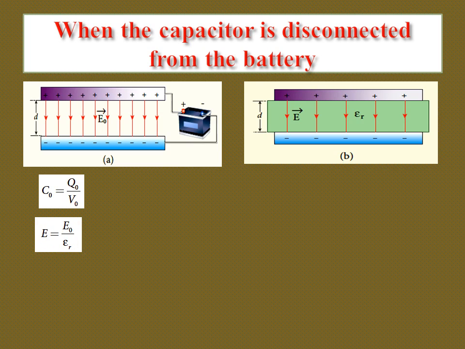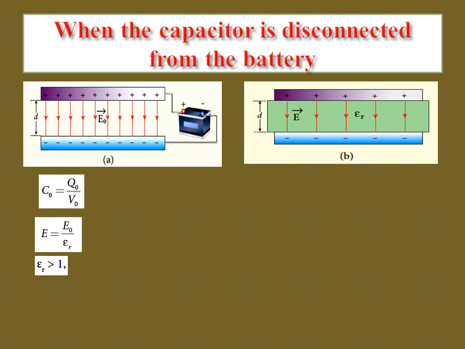When the battery is disconnected, see the second diagram, the dielectric is inserted between the plates. The first one, the dielectric was not introduced. Second picture, the dielectric is introduced and the battery is disconnected. Okay. Now the electric field will change. The modified electric field is represented as E0 by epsilon r, where epsilon r is the relative permittivity of the dielectric, or it is simply known as the dielectric constant.